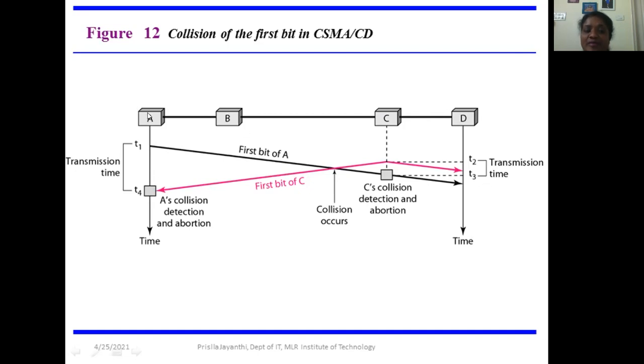Now, before the A frame reaches the edge of C, the frame of C will hit the first bit of A. So the collision between A and C will take place, and the transmission is aborted. By T3, the collision has taken place. Collision detection and abortion is found at T4. This is what is called collision of the first bit in collision detection CSMA.